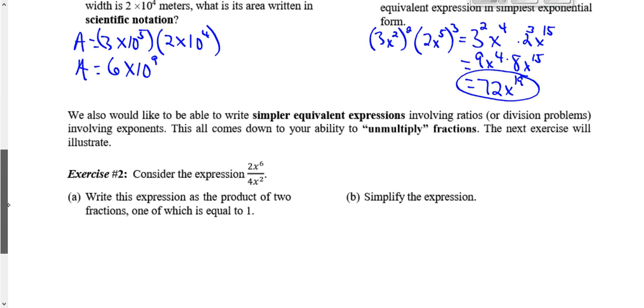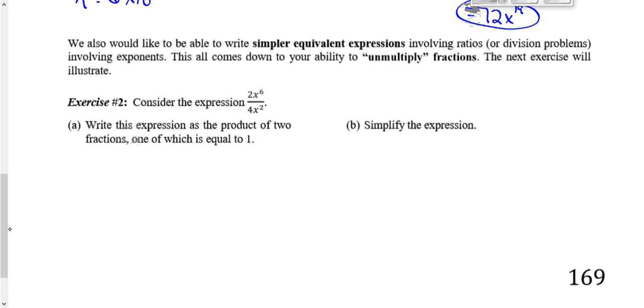All right. Let's get up. Okay, now we have 2x to the 6 divided by 4x squared. When we divide powers, what do we do with the exponents? Subtract them. So let's just simplify it. Let's take our 2x to the 6 over 4x squared.